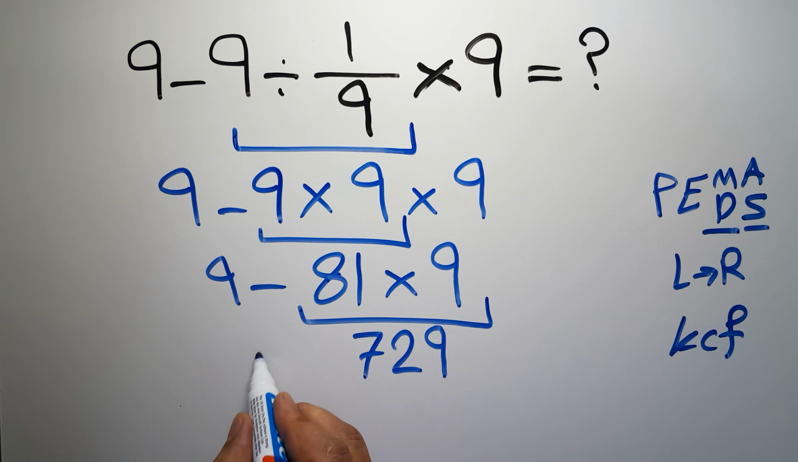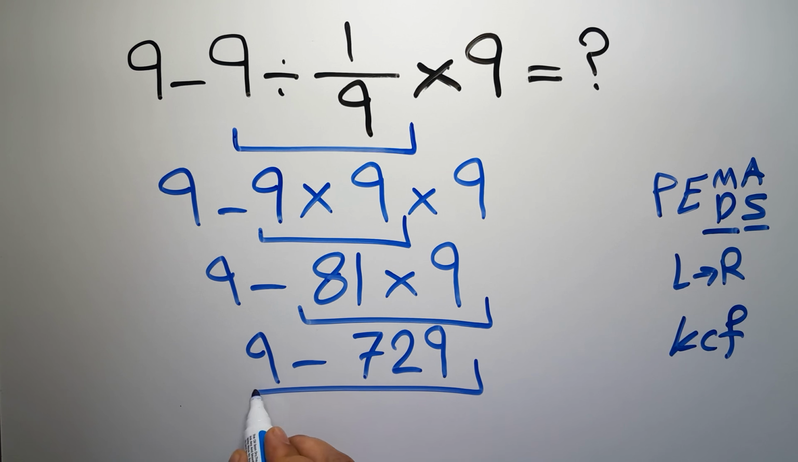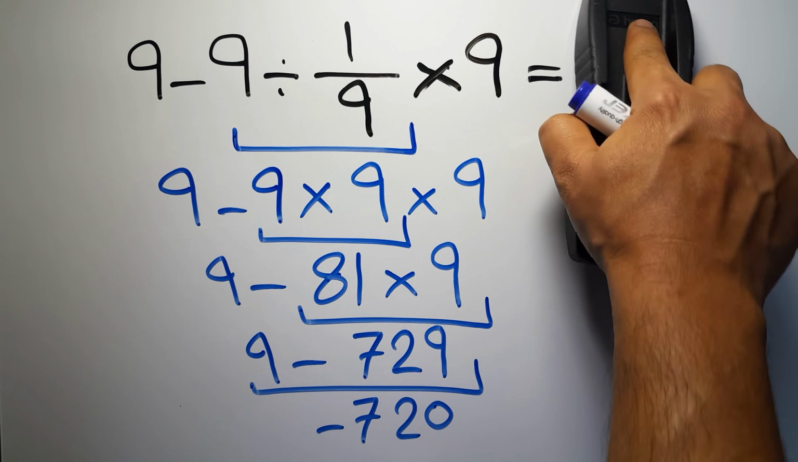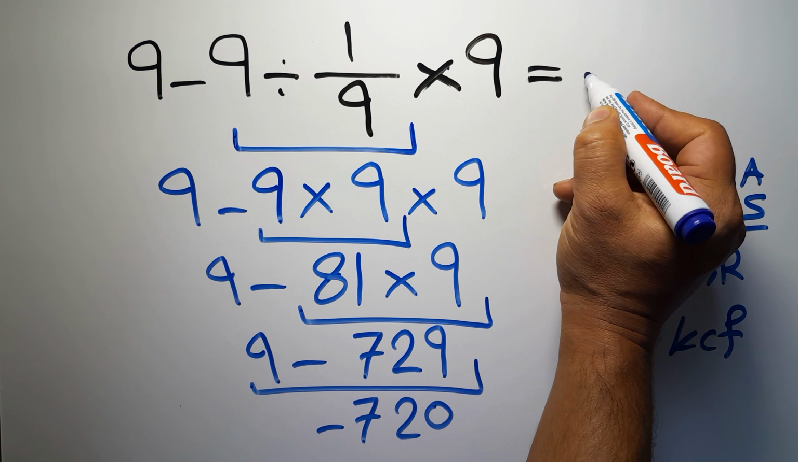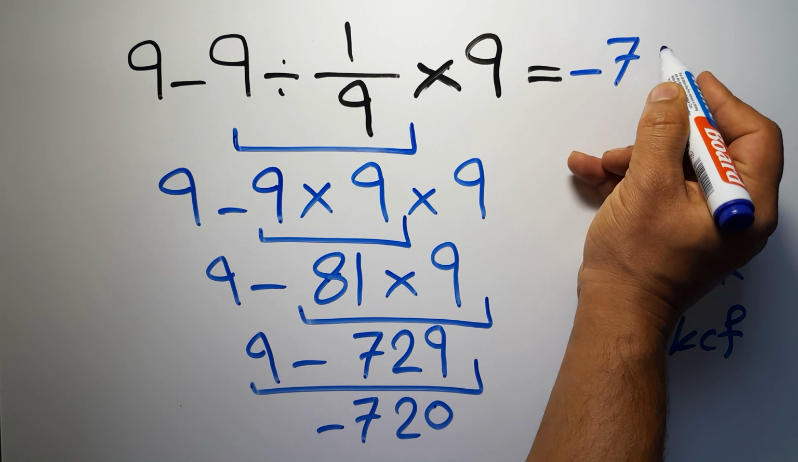So 9 minus 729, and this is equal to negative 720. And this is our final answer to this problem. The correct answer is negative 720.